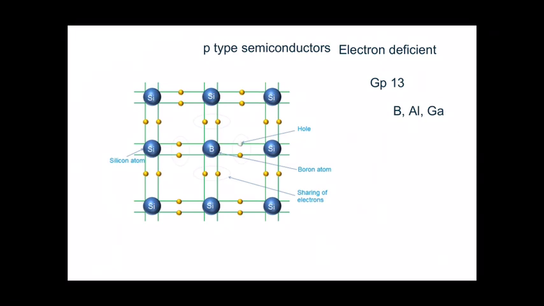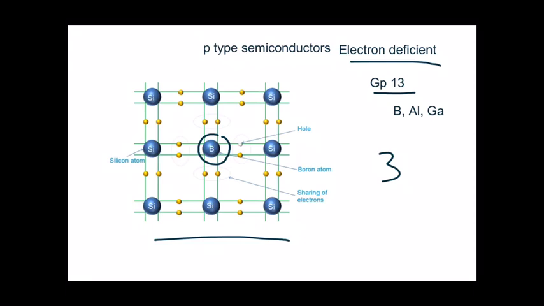P-type semiconductors, otherwise known as electron-deficient semiconductors. When intrinsic semiconductors are doped with group 13 elements having valency 3, the resulting semiconductors are known as P-type semiconductors. Now look at this figure. This is a crystal of silicon atoms. You can see boron at the center of this crystal. Boron has only valency 3. It forms 3 covalent bonds with 3 silicon atoms.